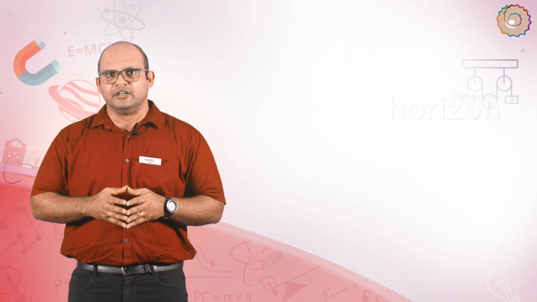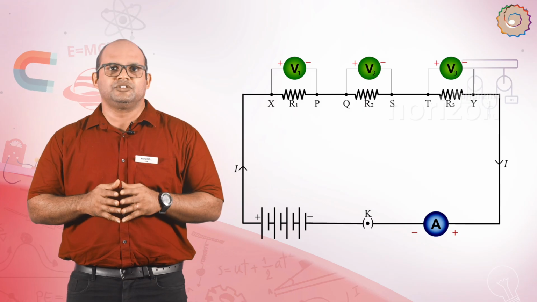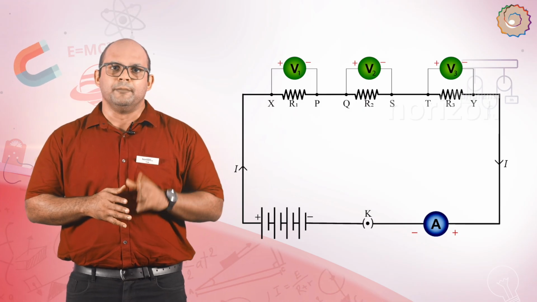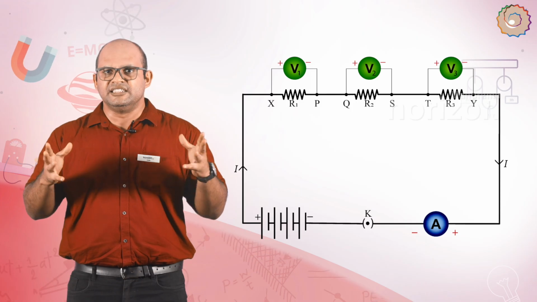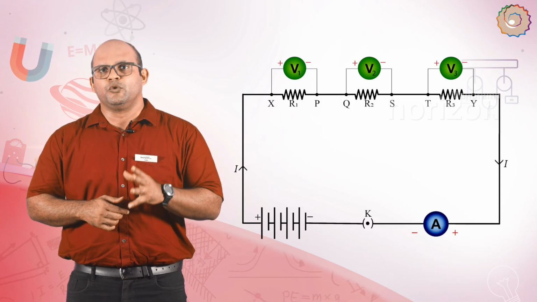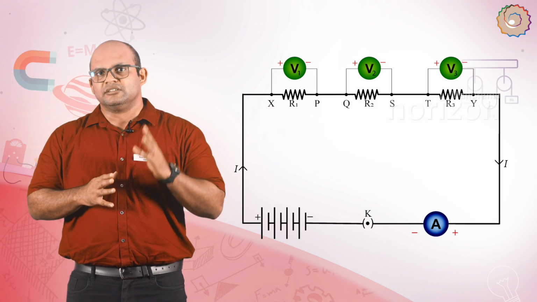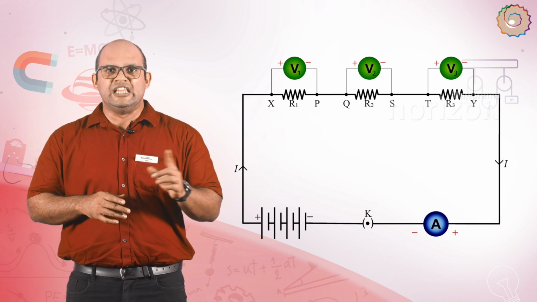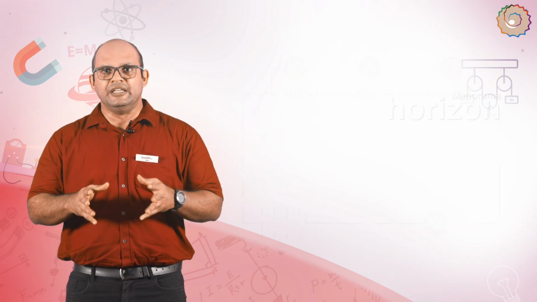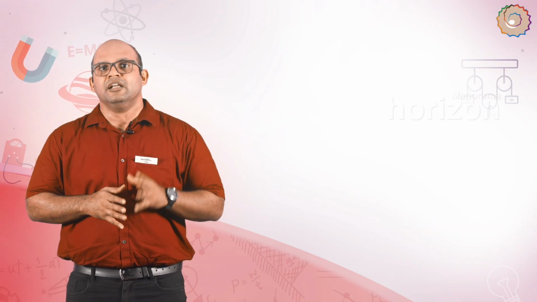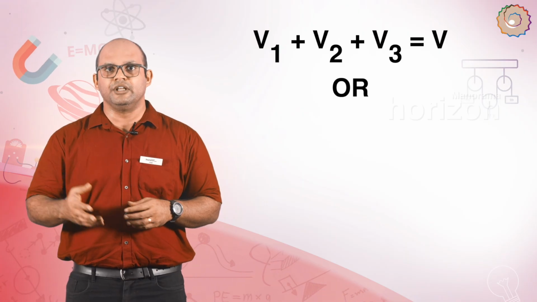In the adjoining figure, we have three resistances R1, R2 and R3 connected in series, being fed by a voltage source V. As this is a series combination, the current flowing through all three resistors is identical. Also, the sum of the potential drops for each resistor, namely V1, V2 and V3, will be equal to the voltage of the battery. Thus, V is equal to V1 plus V2 plus V3.